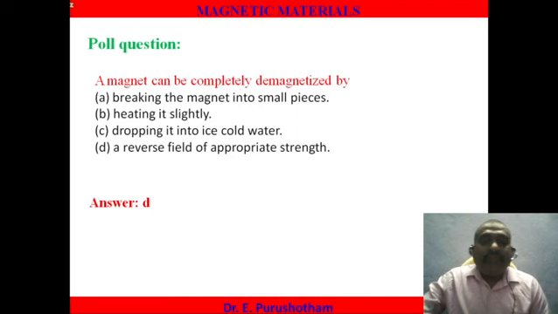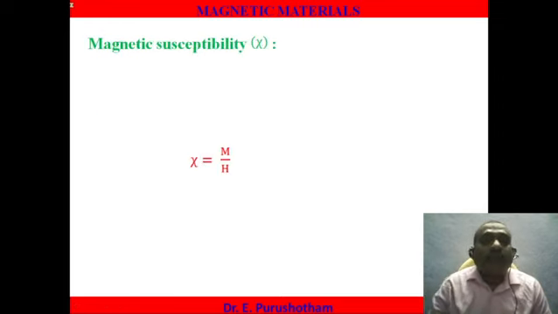A magnet can be completely demagnetized by a reverse field. Simply breaking the magnet into small pieces, if we are breaking the magnet, each piece gets a north and south pole, so it gives another small magnet. Heating it slightly, it still retains some magnetism. Dropping into ice cold water also cannot disturb that. So the answer is D, a reverse field of appropriate strength.